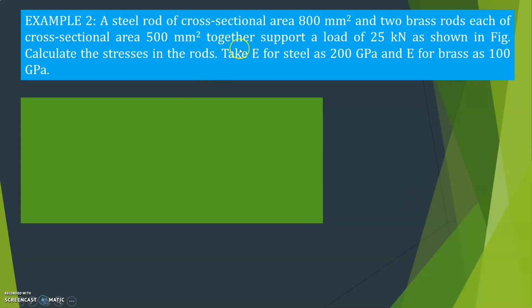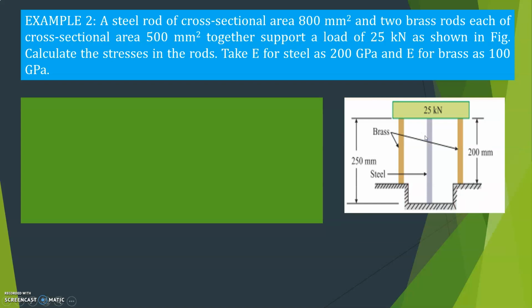A steel rod of cross-sectional area 800 mm square and two brass rods, each of cross-sectional area 500 mm square, together support a load of 25 kilonewton as shown in figure. Calculate the stresses in the rods. Take E for steel as 200 GPa and E for brass as 100 GPa. Okay, this is the given problem.